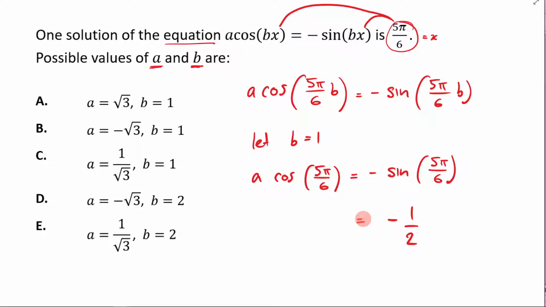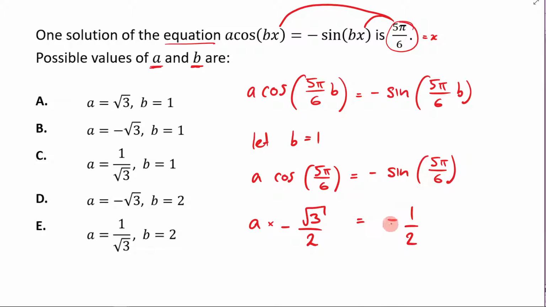And then if I come over to my other side here, what's cos of 5 pi on 6? Well, I'm in my second quadrant where cos is negative, so it's going to be negative, and then square root of 3 on 2. You could use your special triangles to help you out there. And then we've still got this a here, which is timesing onto that.